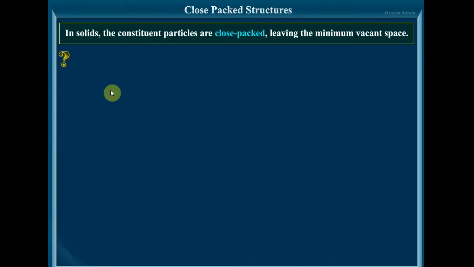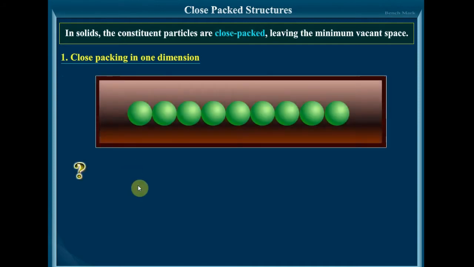In solids, the constituent particles are close packed, leaving minimum vacant space. The vacant space should be minimum. That is the efficient type of packing. So the first one, close packing in one dimension. We can see here the particles are arranged in one dimension. Each sphere is in direct contact with two other spheres. Spheres of equal size are arranged in a horizontal row and they are touching each other.